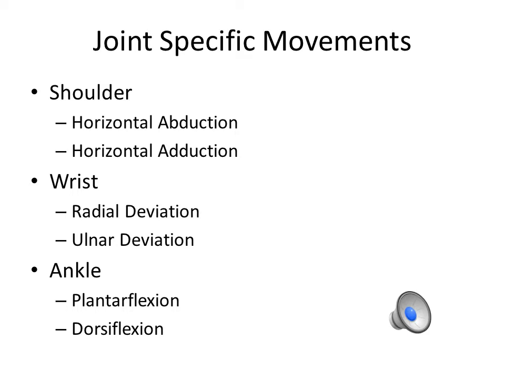Plantar flexion and dorsiflexion describe movements of the ankle. Plantar flexion is moving the top or the dorsum of the foot away from the anterior surface of the leg. This occurs in the sagittal plane and also primarily occurs at the talocrural joint, whereas dorsiflexion is bringing of the dorsum of the foot toward the anterior surface of the leg, again in the sagittal plane. This also primarily occurs at the talocrural joint.